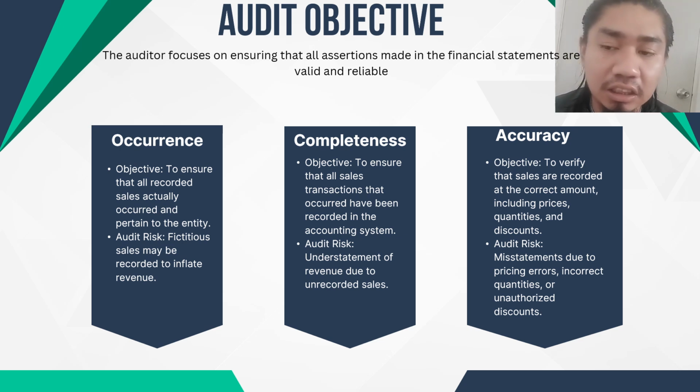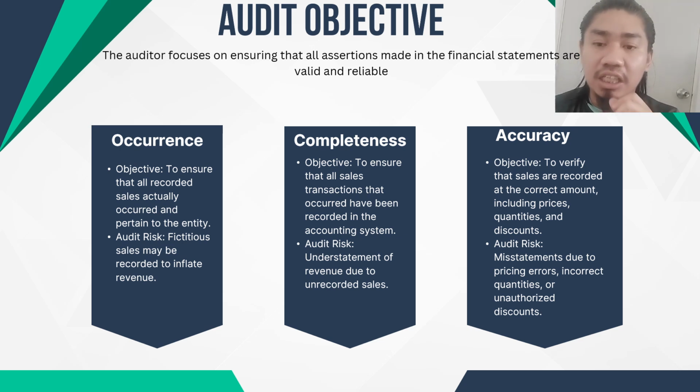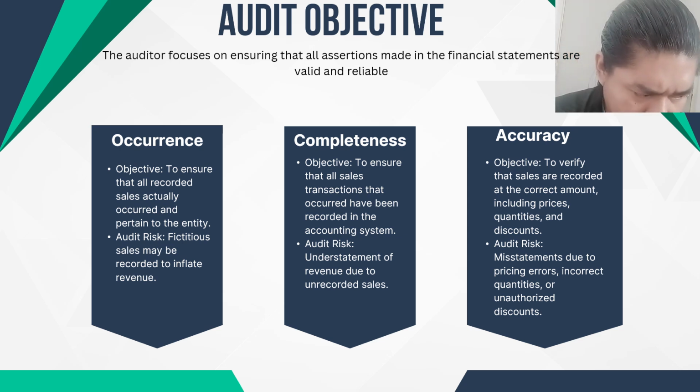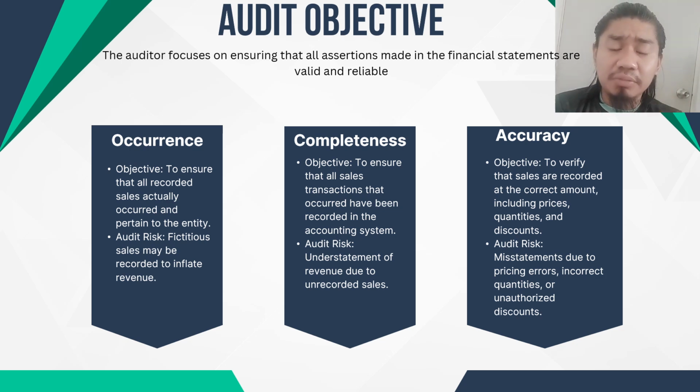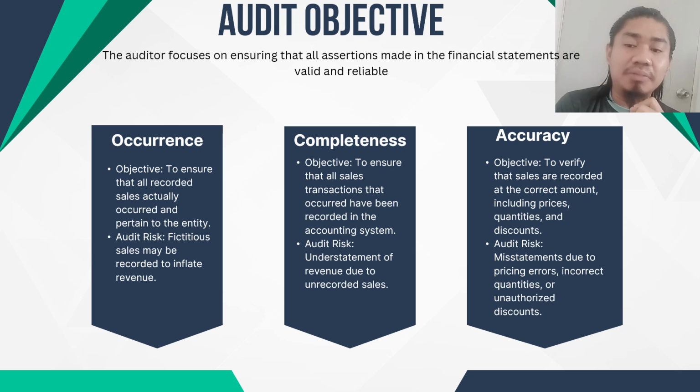Next, we are looking at accuracy. The objective is to ensure that all the sales transactions are recorded at the correct amount, including accurate pricing, quantities, and applicable discounts. The risks are that pricing errors, quantity mistakes, and unauthorized discounts could result in material misstatement. To investigate it, we usually compare the price list with the quotation and the sales order.